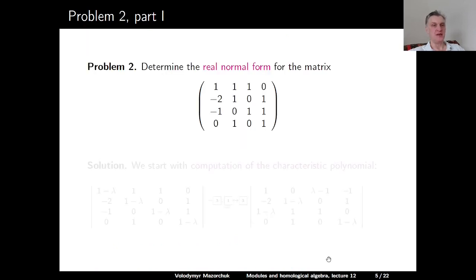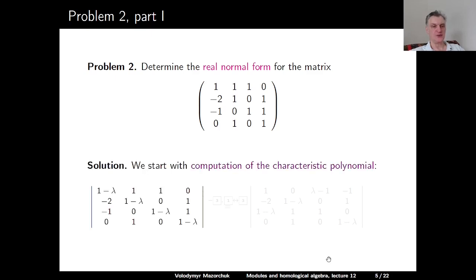Problem 2. Determine the real normal form for the following matrix: 1, 1, 1, 0, -2, 1, 0, 1, -1, 0, 1, 1, 0, 1, 0, 1. As usual, in order to determine some normal form for some matrix, we first need to compute its characteristic polynomial in order to see what kind of eigenvalues we have.